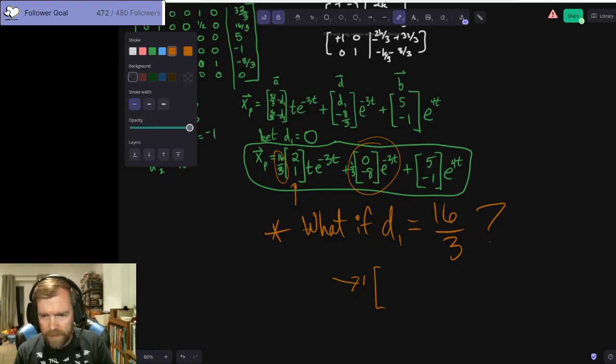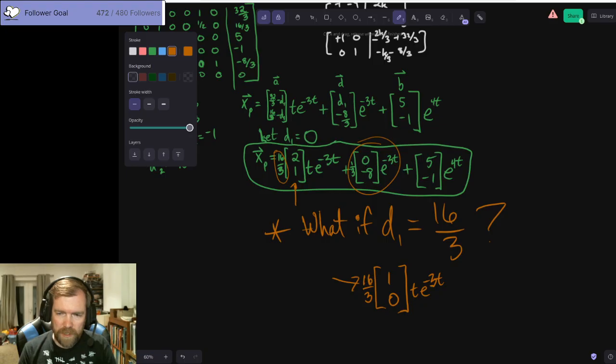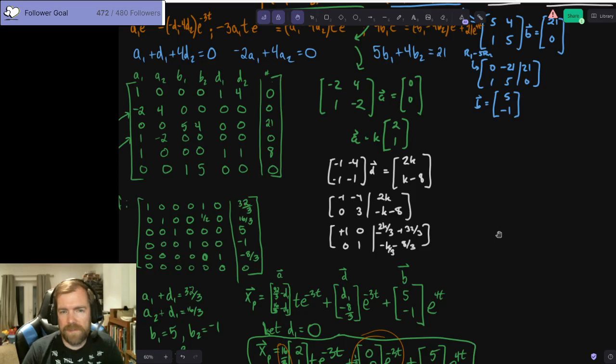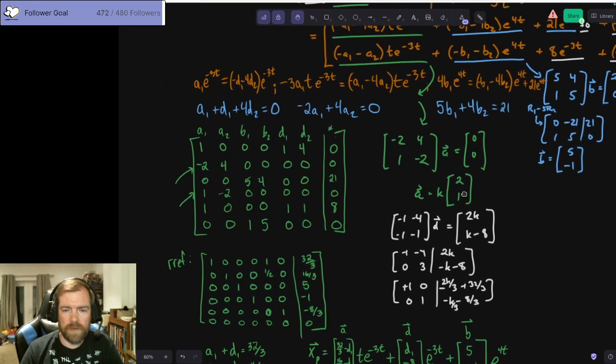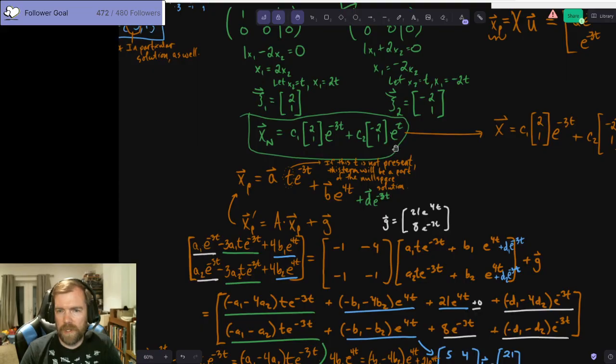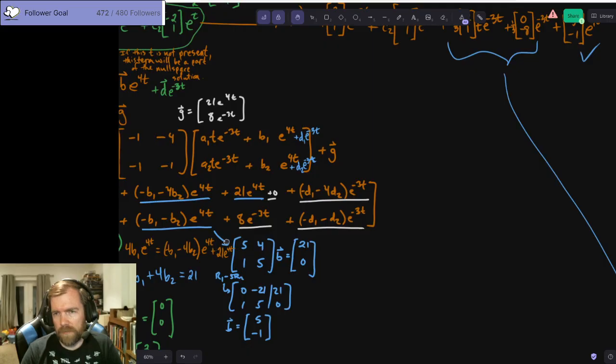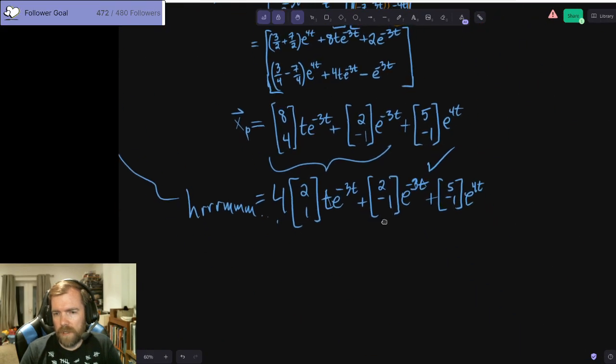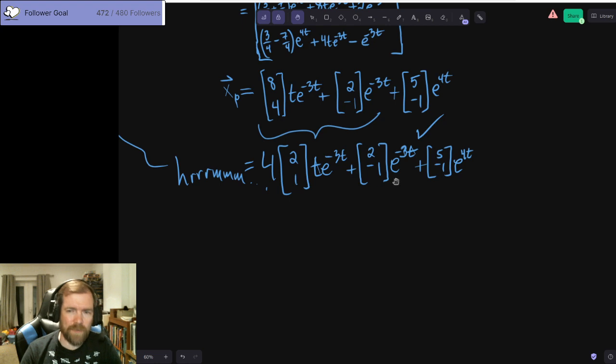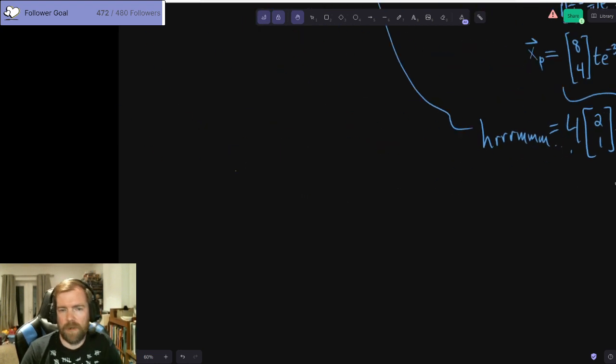Alright, 16/3 out front would be a 1, 0 matrix times t e to the negative 3t. Whereas, that's probably fine. It's not true. We found it a different way, and it's completely different. Our null space solution that we found earlier has e to the negative 3t, 2, 1, e to the negative 3t. This is 2, negative 1, e to the negative 3t. So even that's wrong, right?